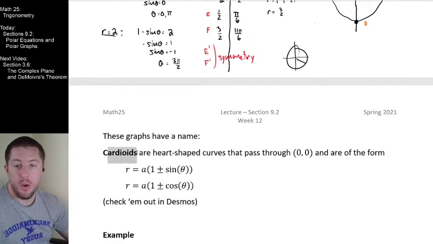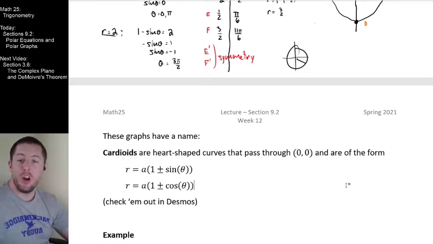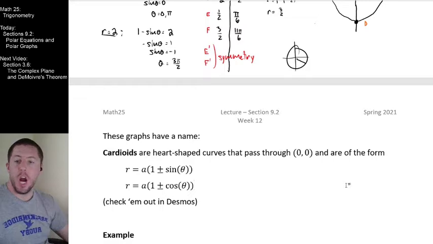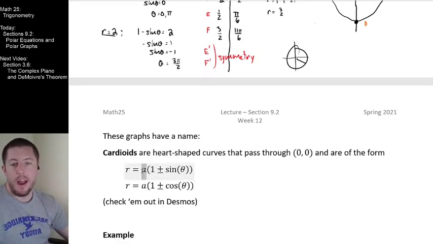So, in general, these types of graphs that we're looking at have a name. They're called cardioids, and you should recognize the name cardioid by its cardio, cardiac. It's these things that are heart related. This is a heart-shaped curve that passes through 0, 0, and they always have this structure right here. You can see that we just had this graph where a was equal to 1 in this case right here.